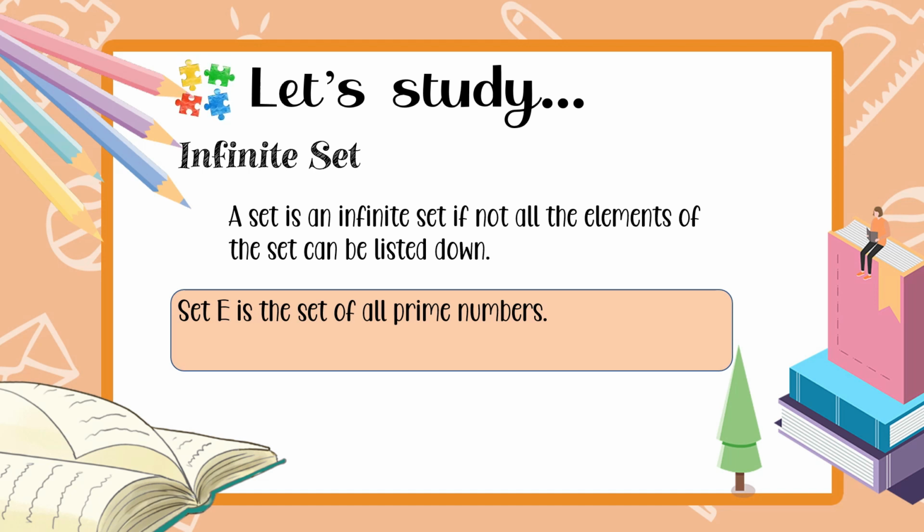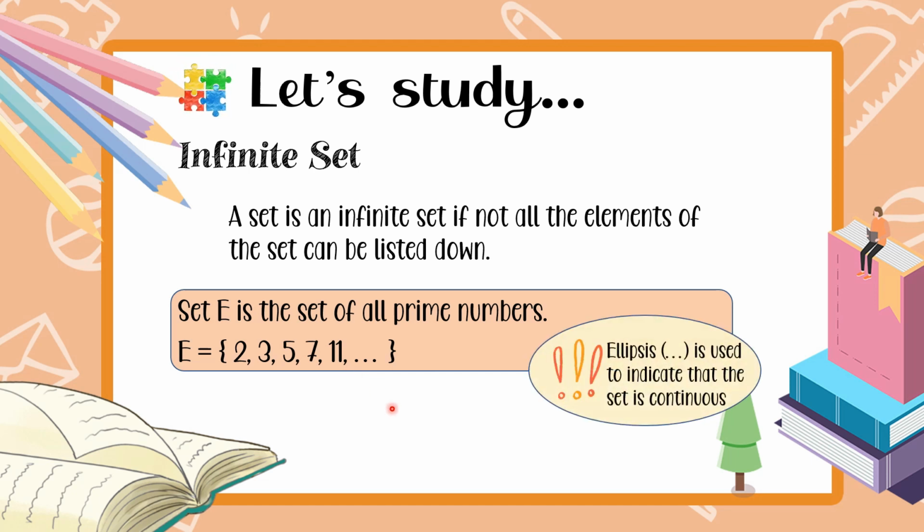So, we can write it instead as set E, and the elements are 2, 3, 5, 7, 11. Then we see these 3 dots again over here. So, ano ba yung 3 dots na yan? Those dots are called the ellipses. An ellipsis is used to indicate that the set is continuous. So, tuloy-tuloy lang siya. So, the next is 13. So, nandito lang siya, but we will not write it para hindi masyadong humaba yung set natin. So, kung ano man yung sumunod kay 11, kay 13, lahat yan kasama sa set E.